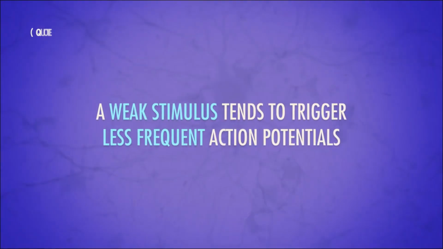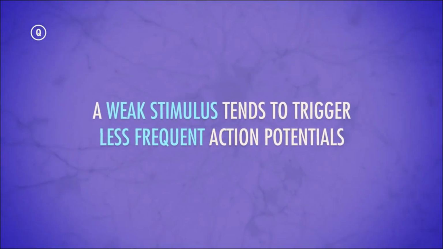A weak stimulus tends to trigger less frequent action potentials, and that includes if the stimulus is coming from you, like your brain telling your muscles to perform some task. If I need to do something delicate, like pick up an egg, the signal is low frequency. But a more intense signal, like trying to crush a can, increases the frequency of those action potentials to tell your muscles to contract harder, and the message turns into something that you can't ignore.